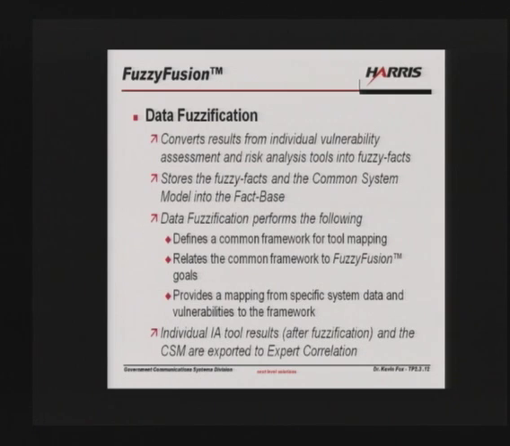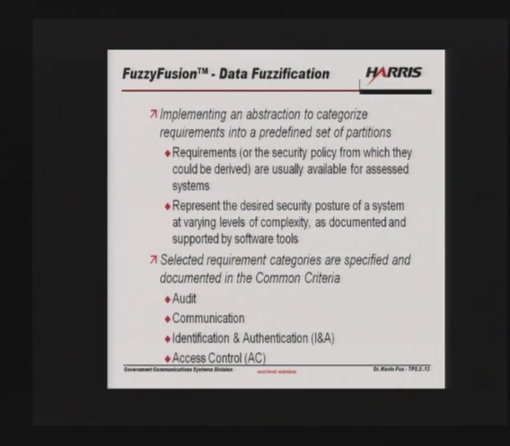So we take the tools, after we've taken those results and converted them into fuzzy facts, and after we've validated the results against the common system model, and we export it to our expert correlation component. Now you're going to sit here and say, what do you need to correlate it for? Well, fuzzy facts are still distinct facts. They don't relate to each other unless you tell the system how they relate. And that's why we have expert correlation.